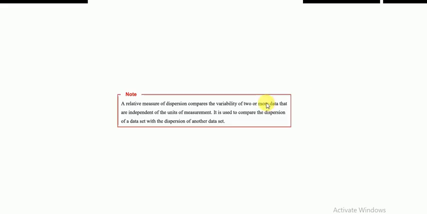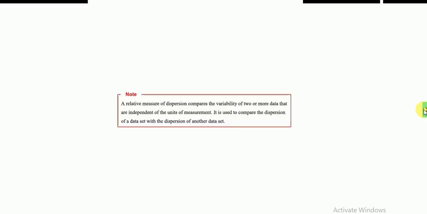Okay, this note is needed. A relative measure of dispersion compares the variability of 2 or more data that are independent of the units of measurement. Now for the present problem, we do not know what units of measurement are used for these numbers for company A and for company B. So in order to compare the variabilities of the incomes for these 2 companies, the appropriate type of measure of dispersion we should use is relative measure of dispersion. We should not use absolute.